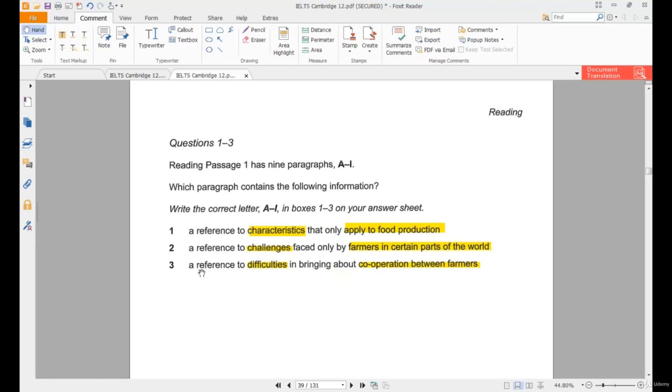The information for number one can be in paragraph six. The information for number two can be in paragraph number four. It doesn't have to go in order. Number three can come before number one.